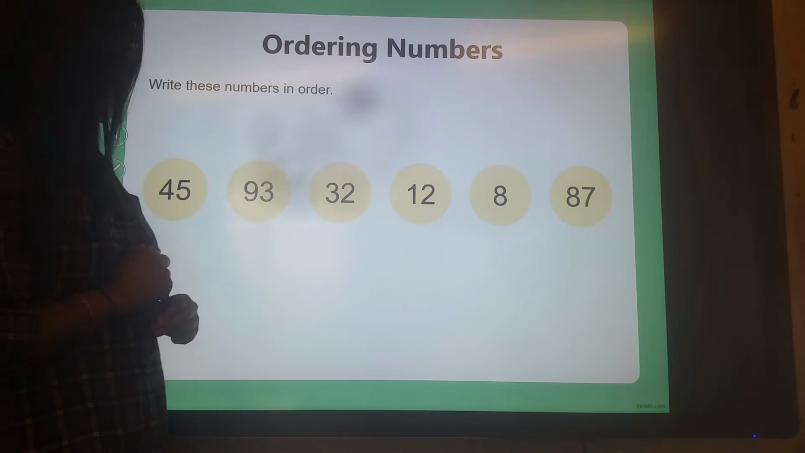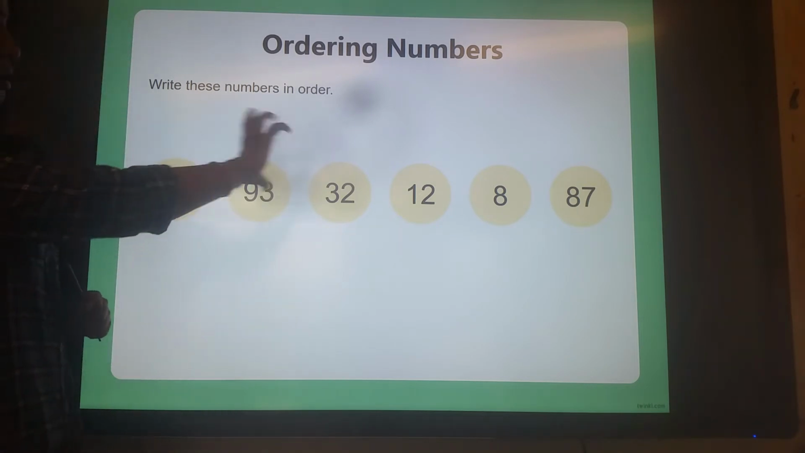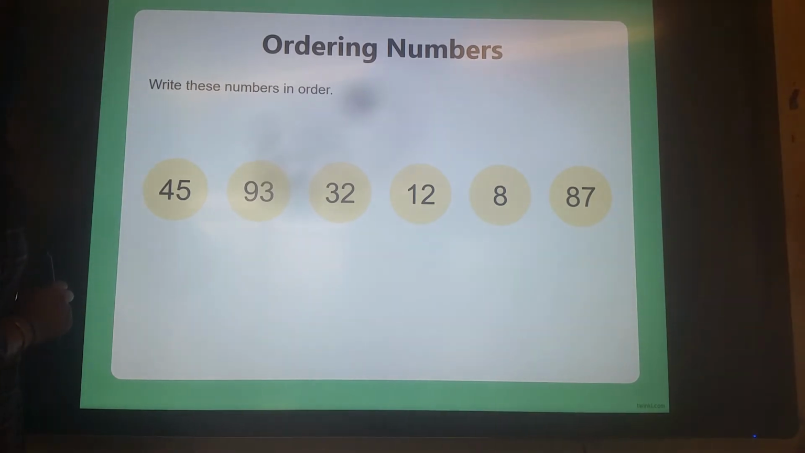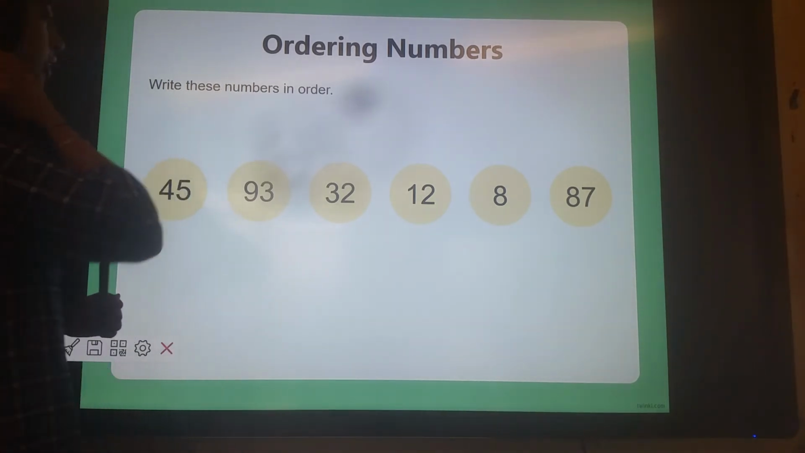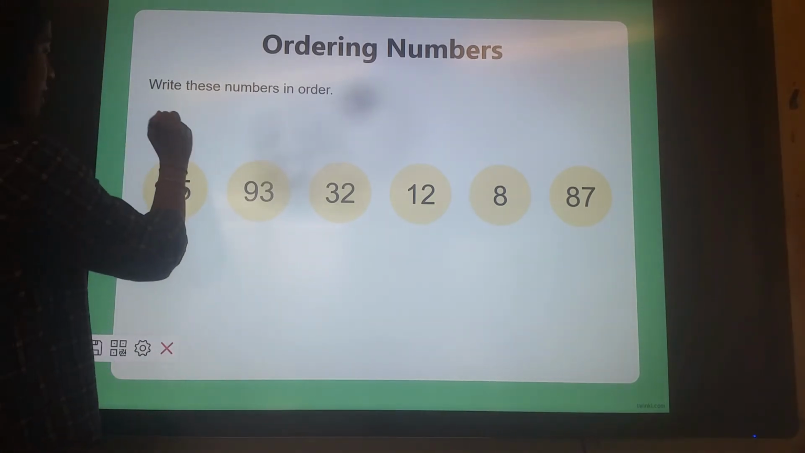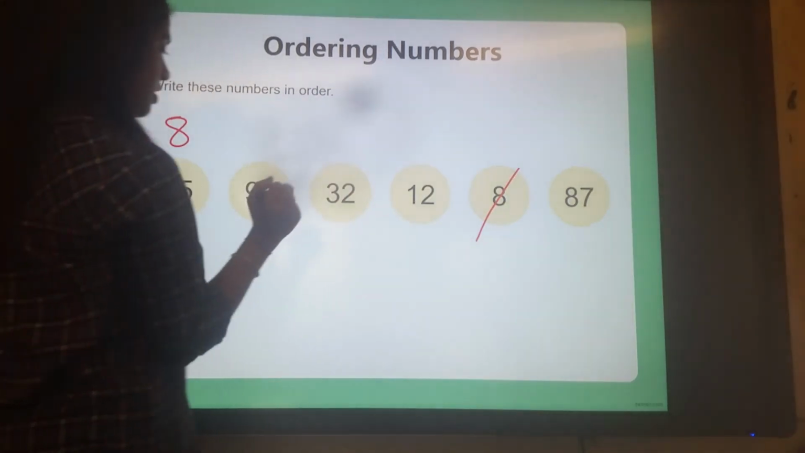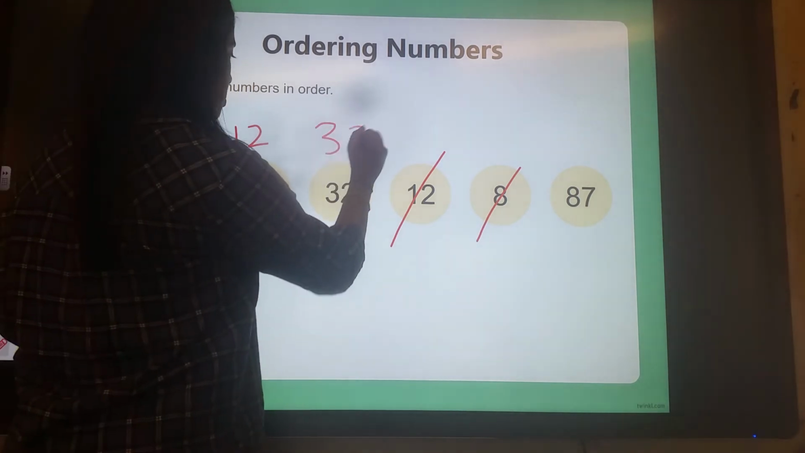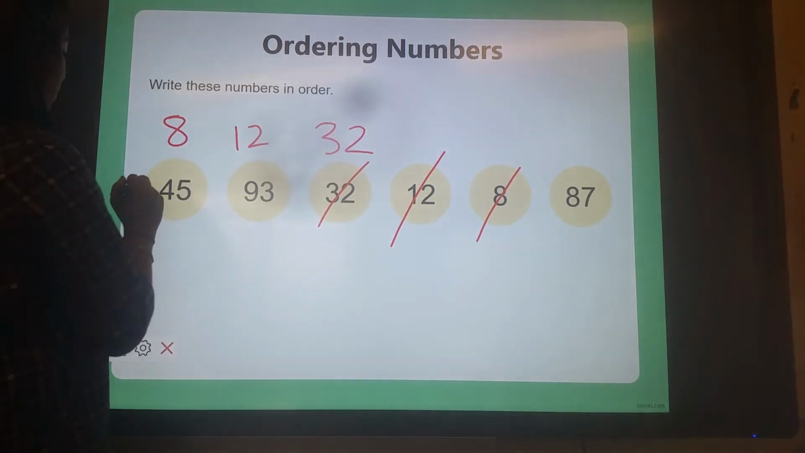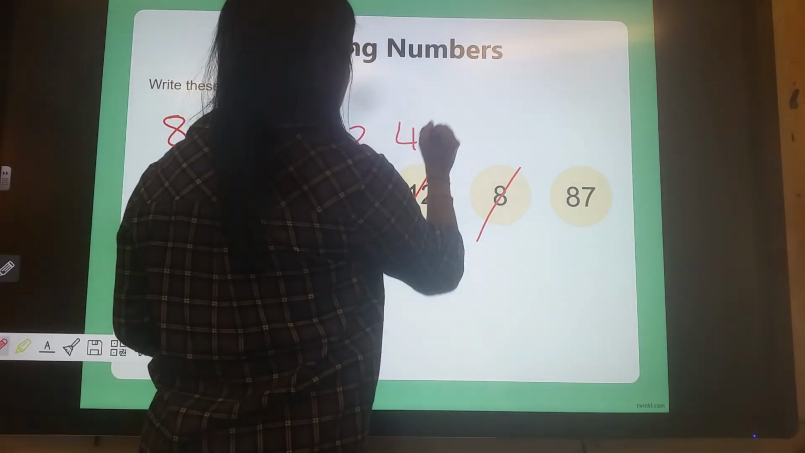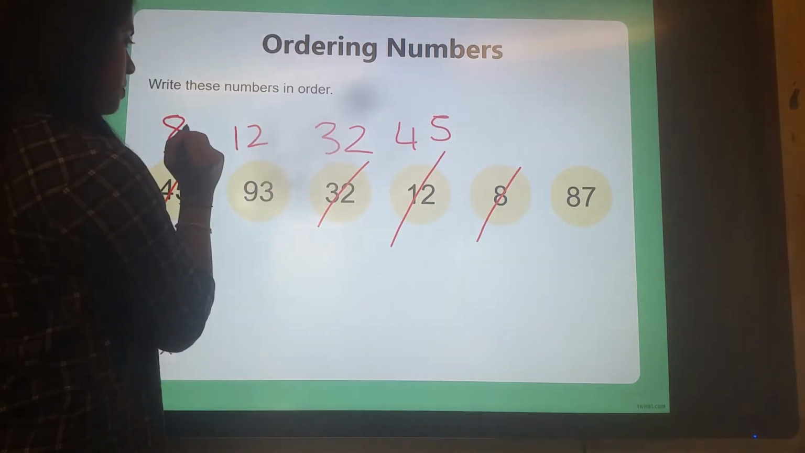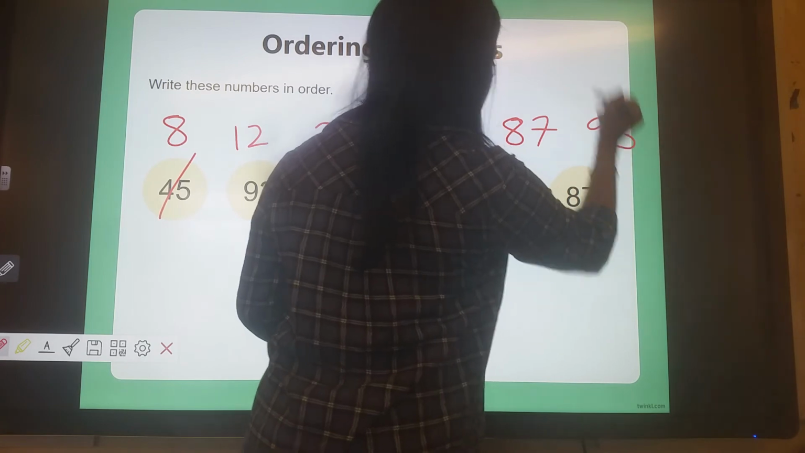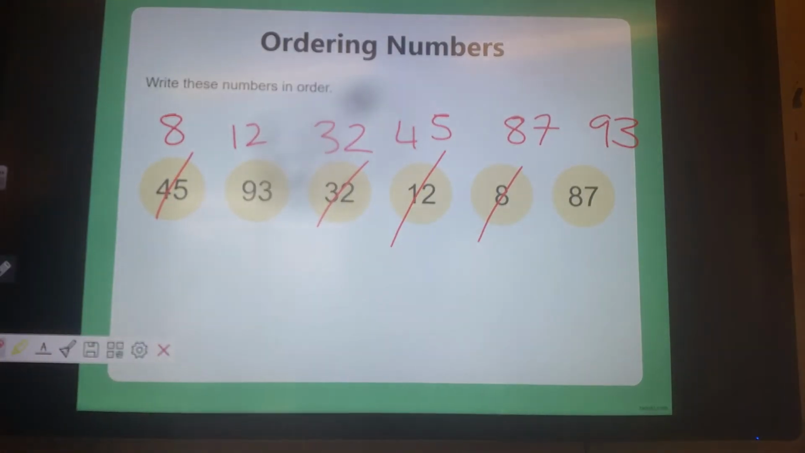Next question. Write these numbers in order. So you need to write these numbers in order, starting with the smallest. Off you go. Are we ready? Let's have a look. So my smallest number is going to be 8. Then it's going to be 12, then it's going to be 32, then it's going to be 45, then it's going to be 87, and then 93. Well done if you got that question correct.